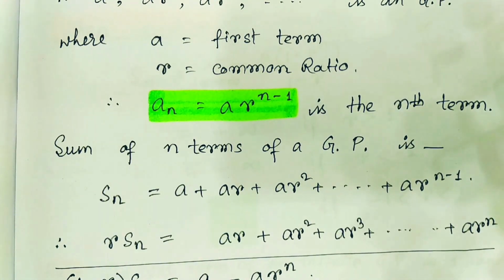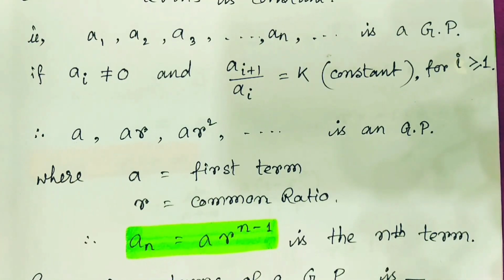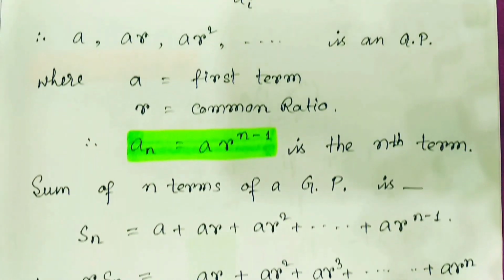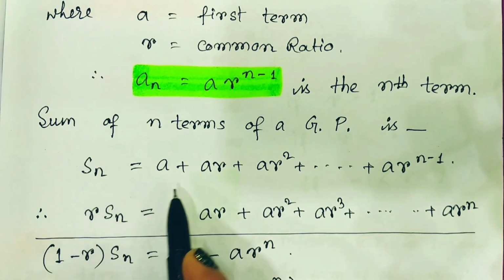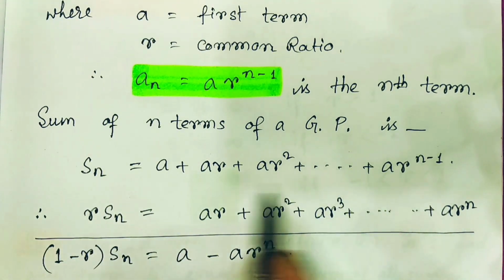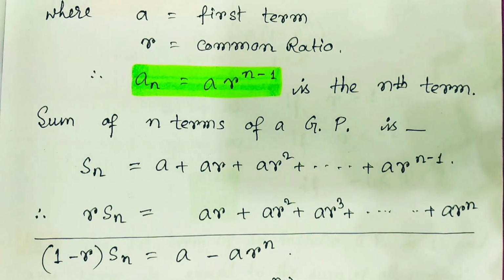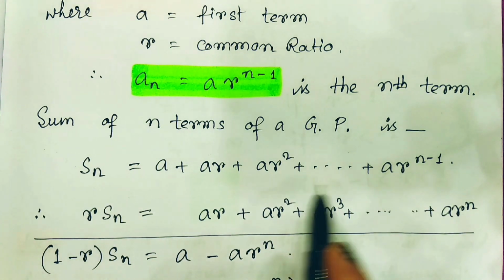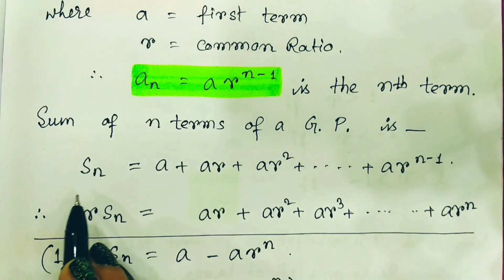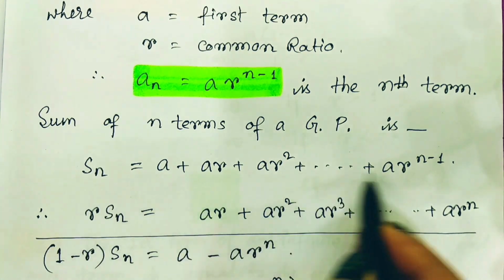Now the summation. Summation means if we add all those terms, what will be the summation of the series, that we are going to consider now. The summation is expressed by Sn. So Sn is the addition of all those terms. Here we consider the summation of n terms. The number of terms may be infinite, but right now we consider up to the nth term. So our requirement is to find the value of this expression.